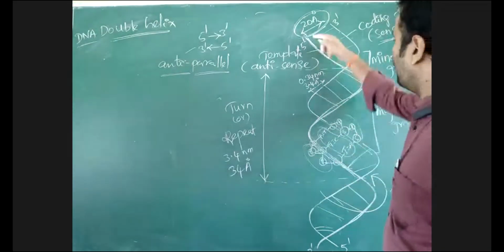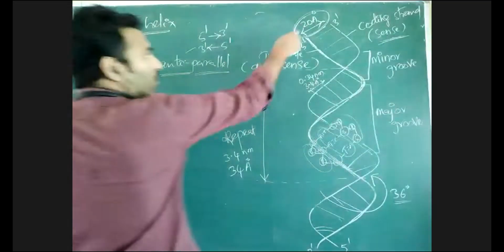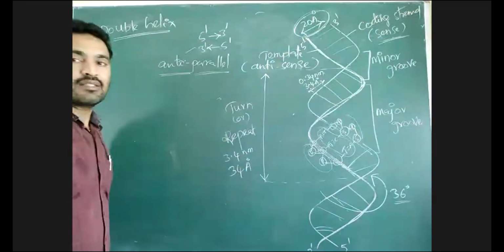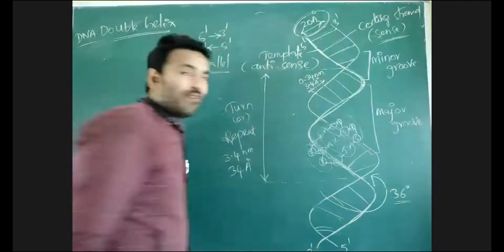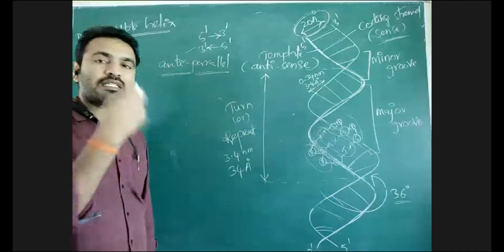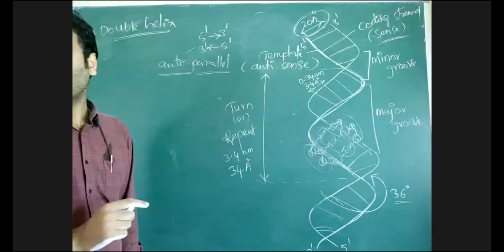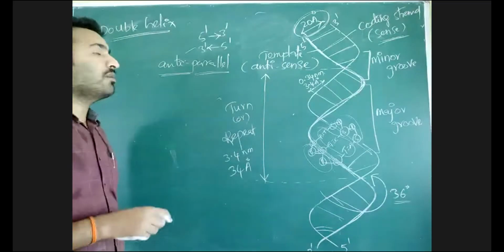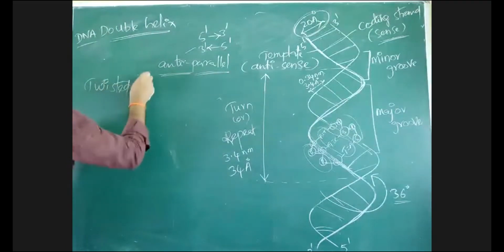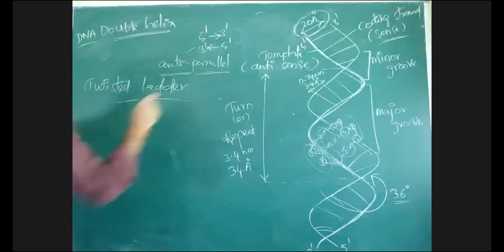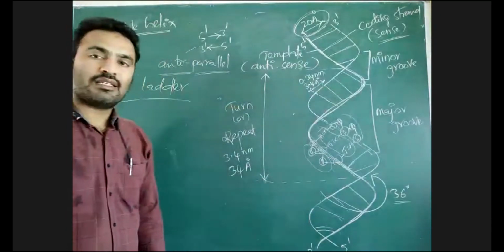And when the DNA twists, how is that helical structure formed? Both strands are complementary strands, as I told you. Due to complementarity, hydrogen bonds are formed. When hydrogen bonds are formed, the DNA strands coil one around another, and that coiling forms the double helical structure. This DNA double helix is like a twisted ladder. If the ladder is taken and twisted, it appears like this.